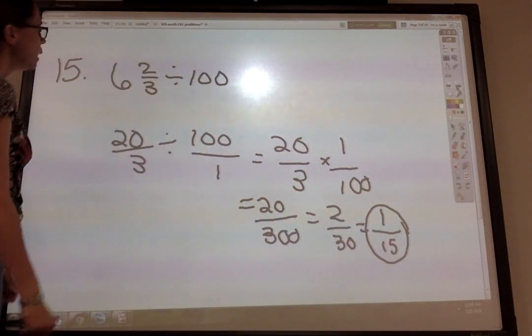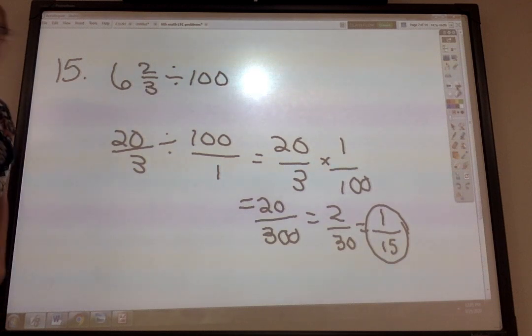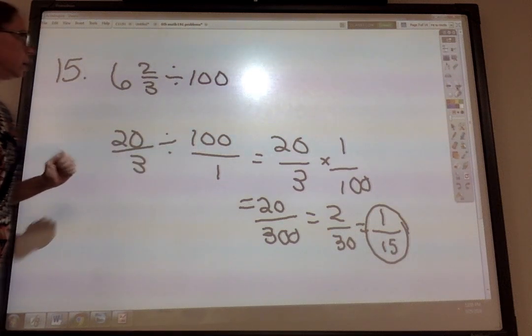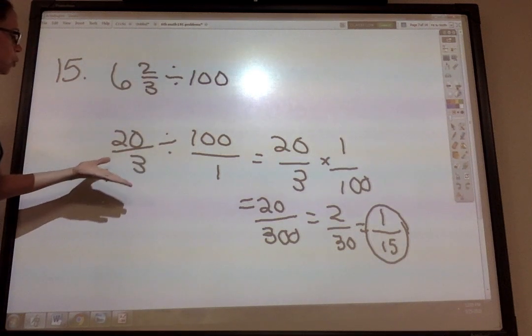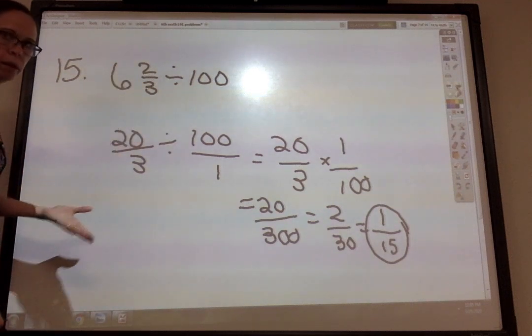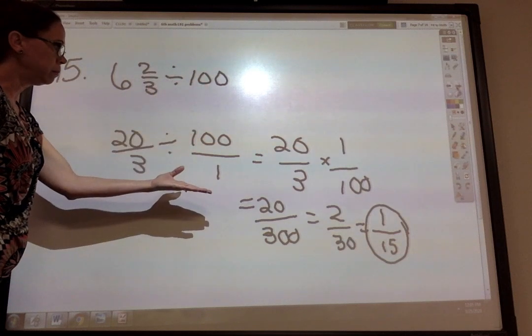Okay, now we had a division problem with a mixed number. 6 2/3 divided by 100. My first step is I need everything to look like a fraction. So I changed 6 2/3 to 20/3. 6 times 3 is 18, plus 2 is 20 over 3. Divided by, I turn 100 into a fraction by putting it over 1.